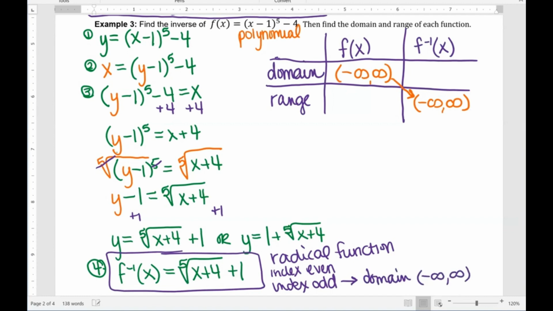And because our index here is 5, which is odd, our domain is negative infinity, positive infinity, which means that the range of the original function is also negative infinity, positive infinity.